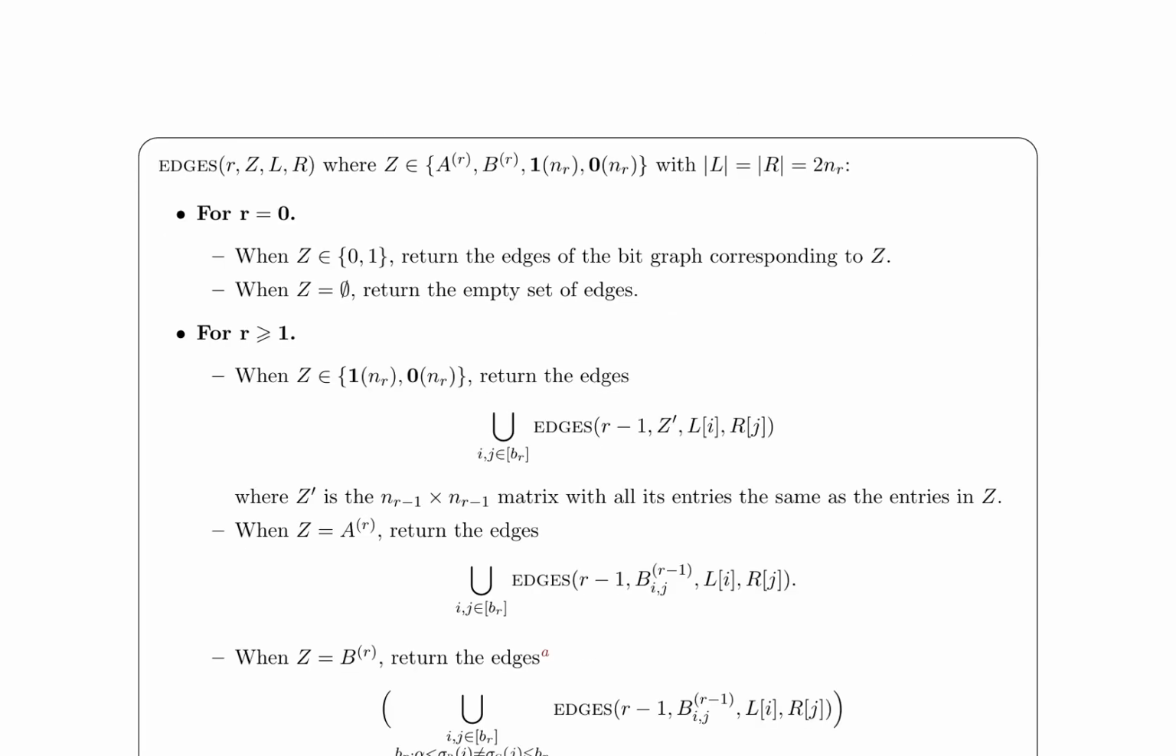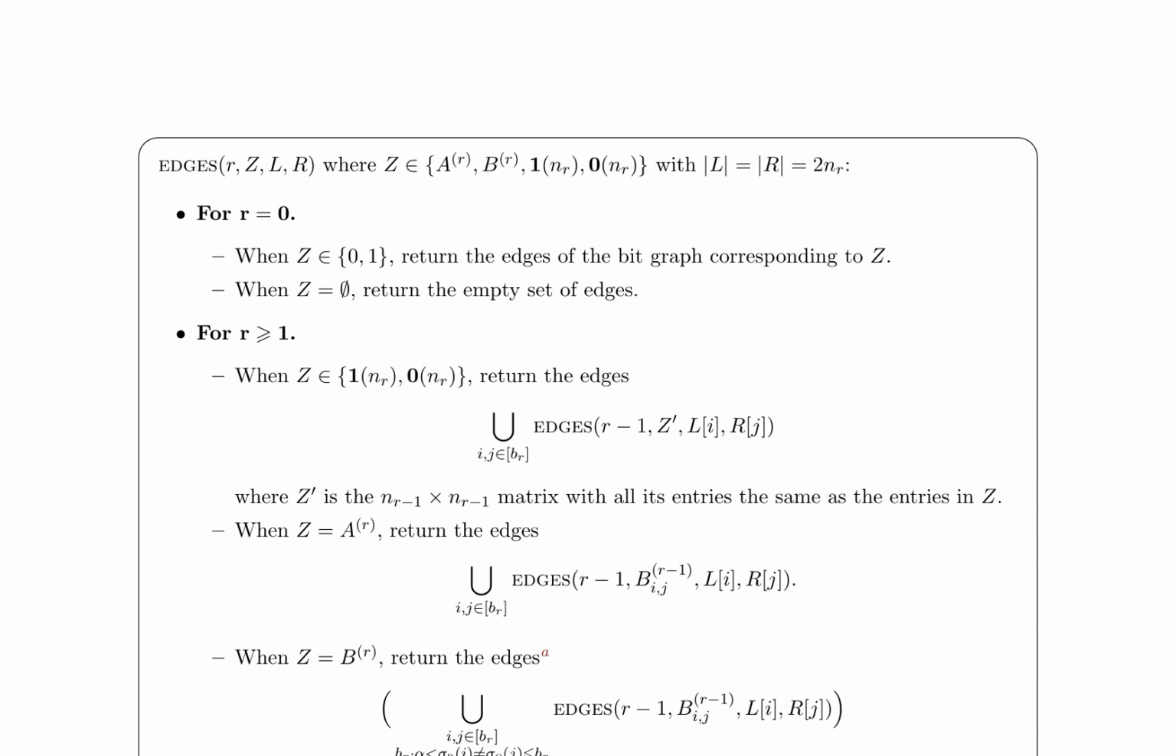In the context of the AHM protocol, constructing edges in the graph is a recursive process. The base case occurs when r equals 0, where the edges of the bit graph corresponding to z are returned if z is either 0 or 1, and an empty set of edges is returned if z is empty. For r greater than or equal to 1, the procedure depends on the value of z when z is either 1_{n_r} or 0_{n_r}.